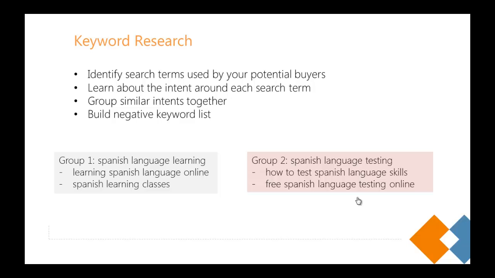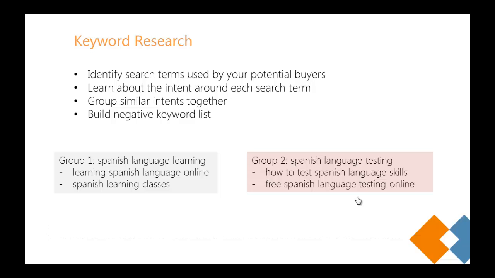But there could be another group who is, let's say, looking to test their Spanish language skills. Now, if we bid on a keyword like Spanish language only, then the ads may get triggered for both. However, the intent is different in the two. In one case, the intent is learning. In the second case, the intent is testing. So if we bid on one keyword, Spanish language, we will be attracting traffic which is also looking for testing, and we may be paying for that keyword.